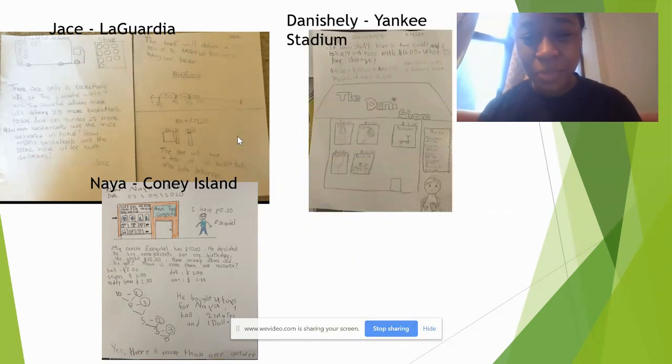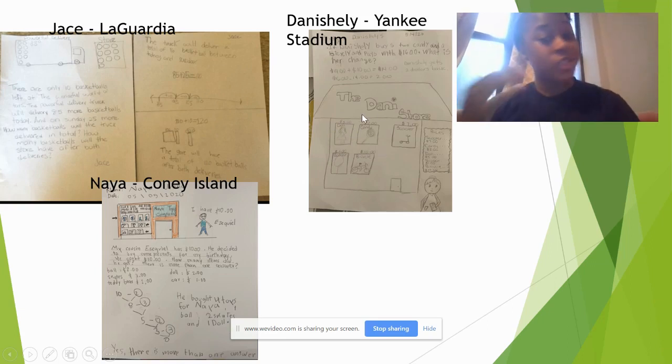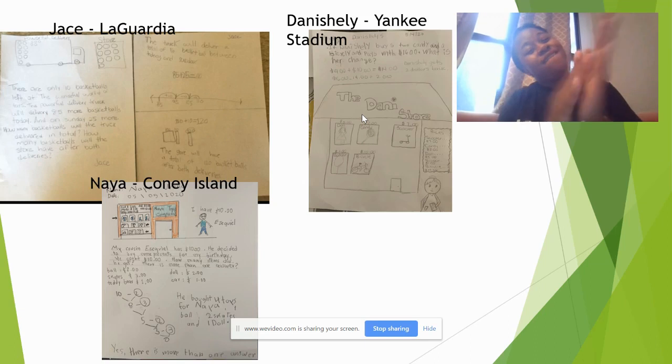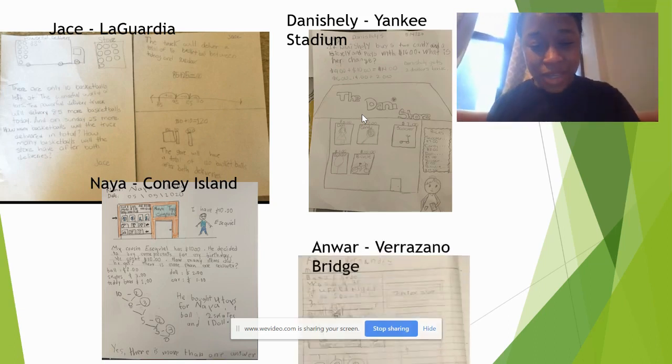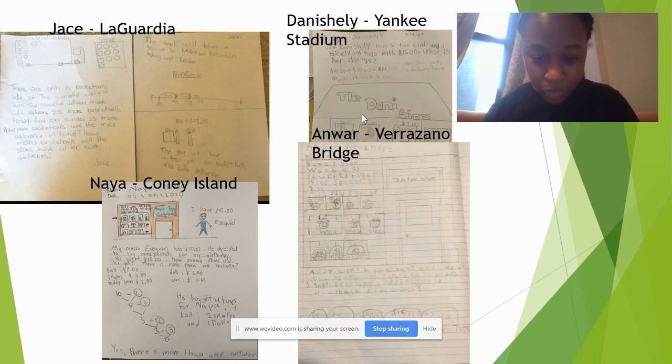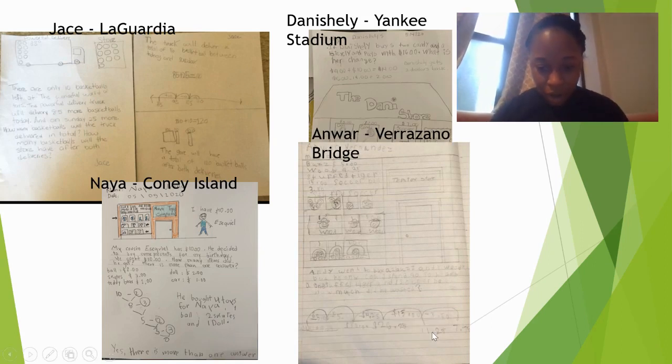Let's look at Dana Shelley from Yankee Stadium. I wanted to shout out Dana Shelley's work because look at each of the items in her store. We're able to see clear labels on them. So once again, anyone trying to solve her story problem would have an easy time finding all the information they needed to solve. 2 claps for Dana Shelley. We'll take a look at Anwar from Verrazano Bridge. I wanted to shout out Anwar because he used a very neat strategy in solving. Take a look at that number line. He used big hops, so he's able to keep that neat and able to clearly see the labels on each hop. 2 claps for Anwar.